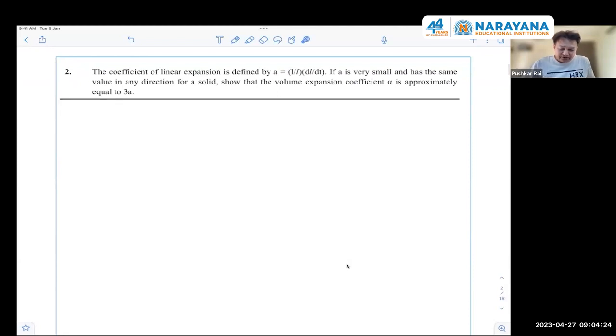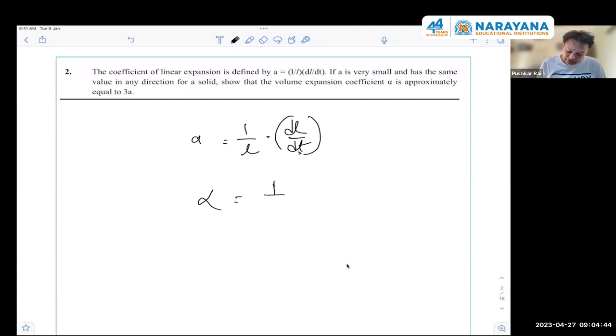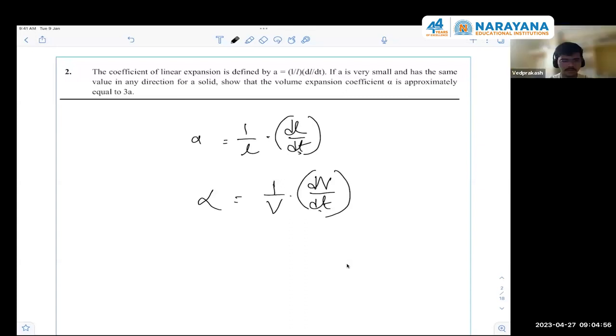That is a very simple question I have given. The coefficient of linear expansion is defined by A is equal to 1 by L, dL by dT, just like here, linear expansion. It is very similar to alpha, which is 1 by V, dV by dT. It is like in physics, you study this. Physical chemistry is very close to physics.